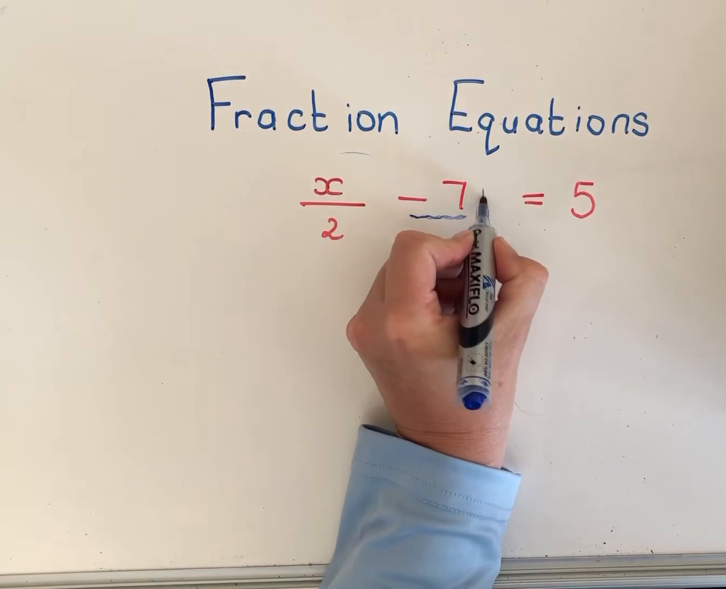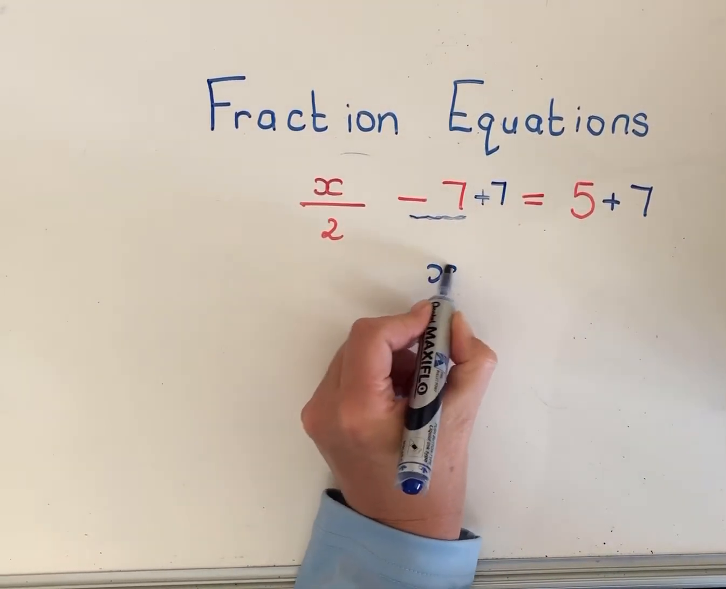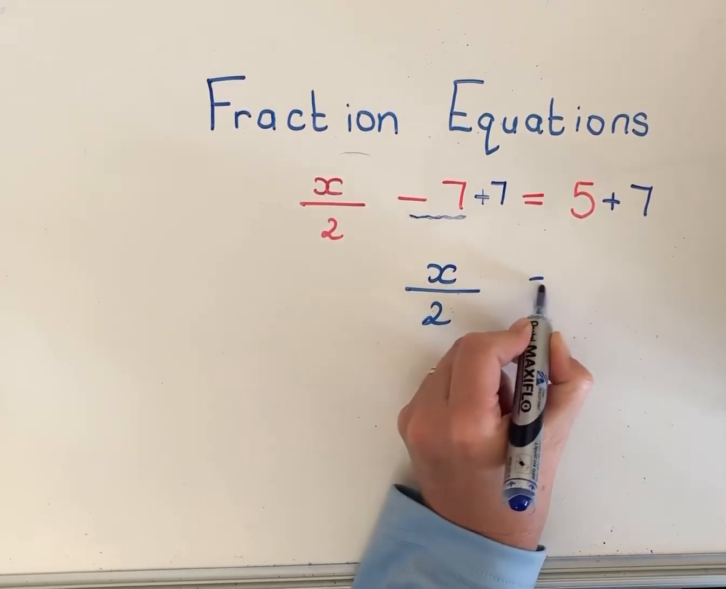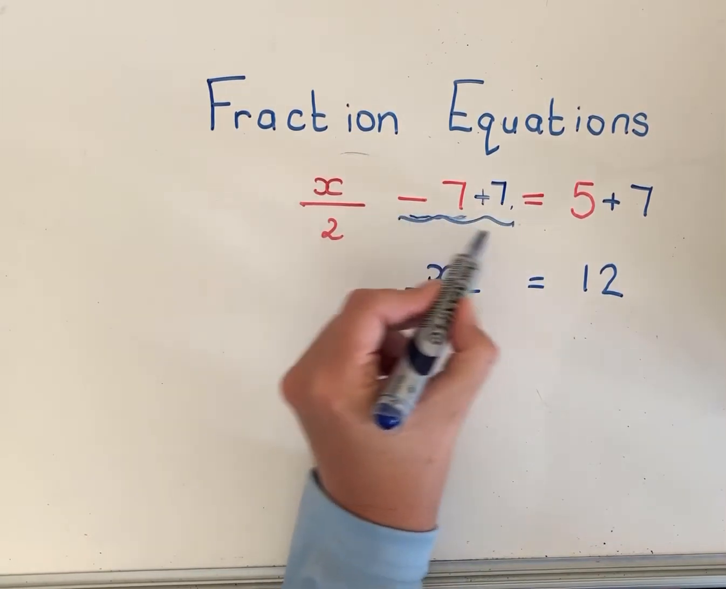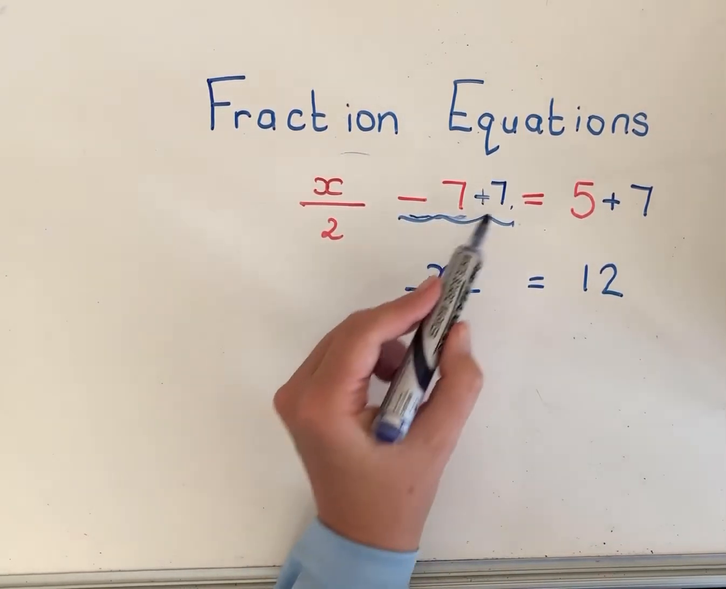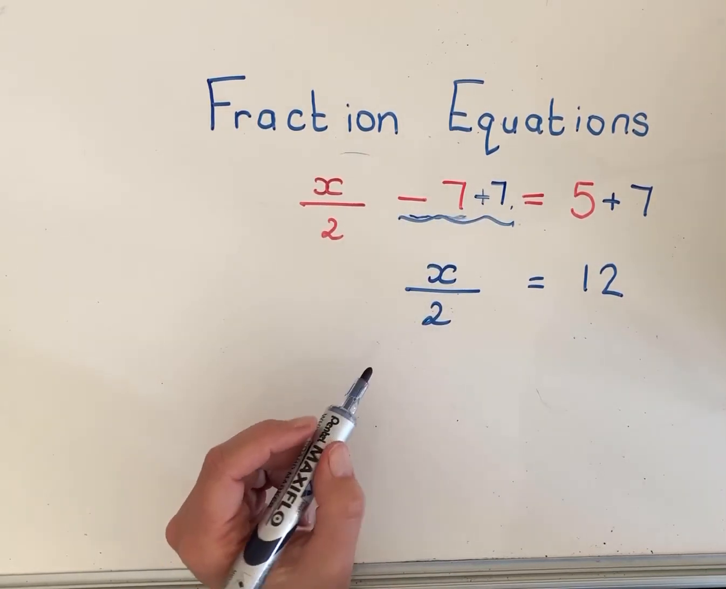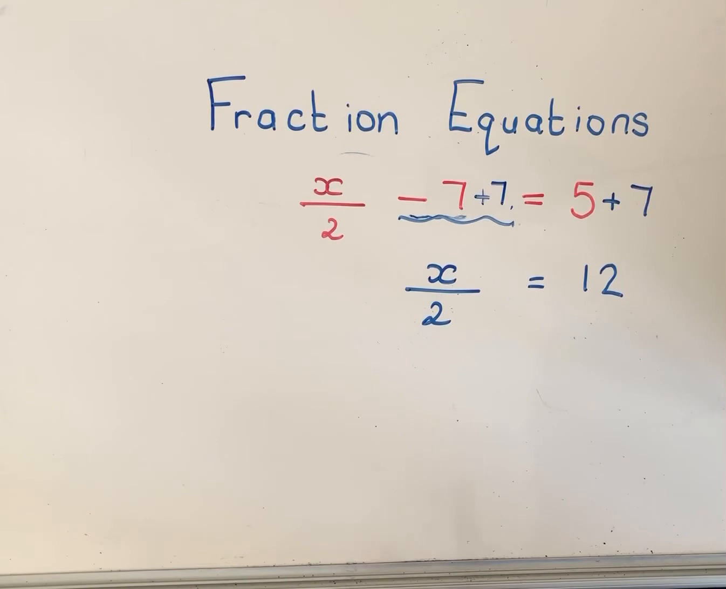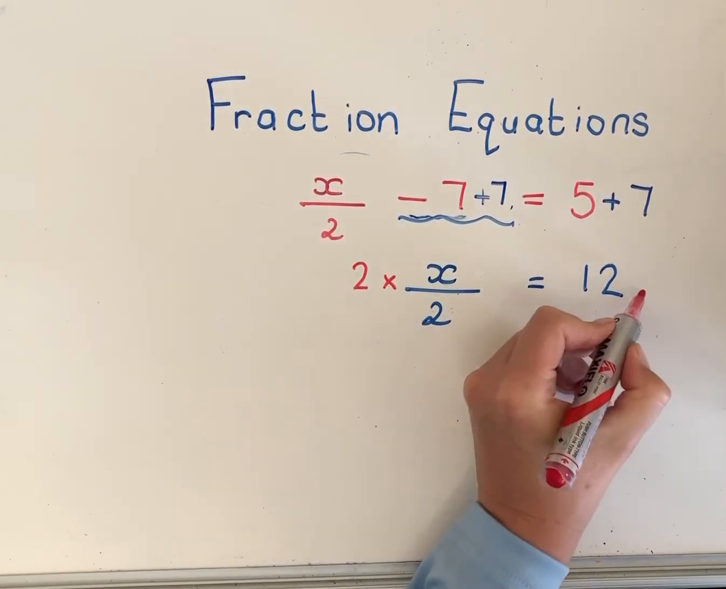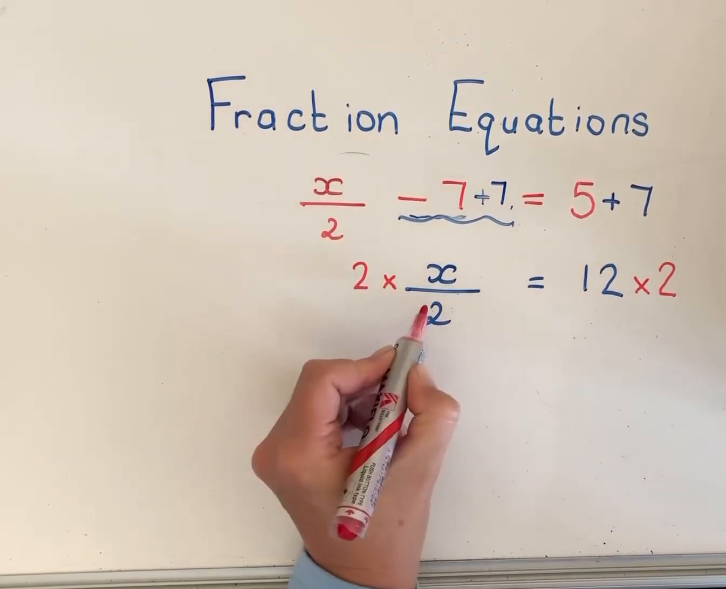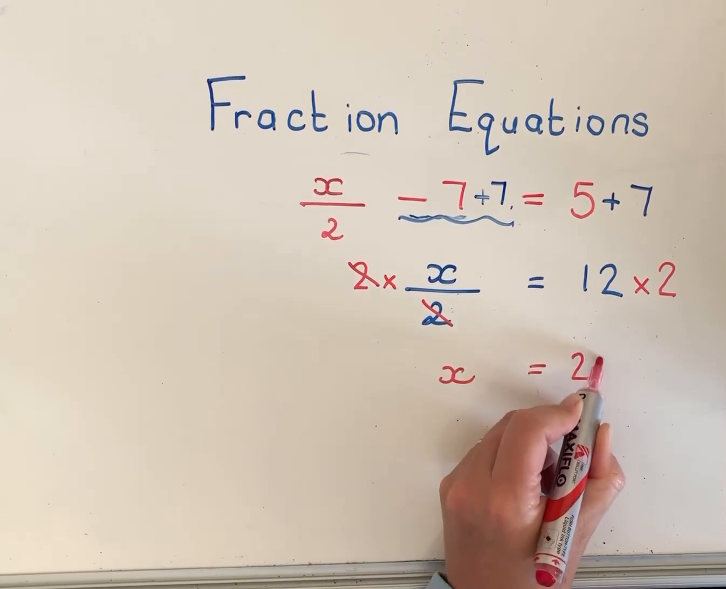So I'm going to add 7 to both sides. So then we have x over 2 is equal to 12. Because this becomes 0. This makes the minus 7 completely disappear from there. Now what am I going to do? The inverse of dividing by 2 is timesing by 2. I'm going to times both sides by 2. The 2's cancel, so x is equal to 24.